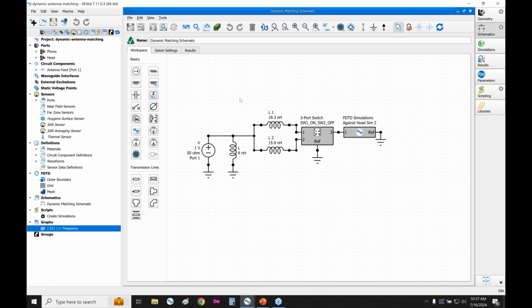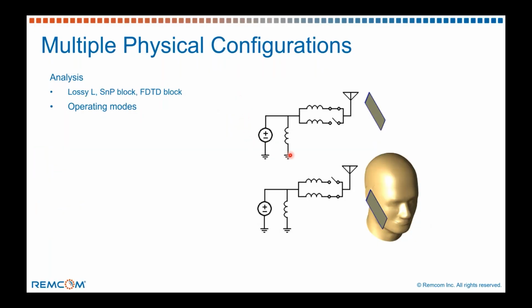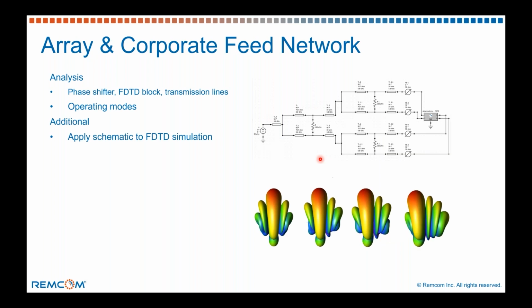But that was just a quick example, basically showing you how we can bring in multiple XFdtd simulations into your schematic and use operating modes to analyze them. The next example here is going to look at the corporate feed network for the antenna array. In this case, we've got some phase shifters, some Wilkinson power dividers, and we can see, again, we're using operating modes to define multiple beam states. And then when we apply the schematic back to the XFdtd simulation, we can look at the radiation patterns and see how they change based on the phases that are applied at the phase shifter.